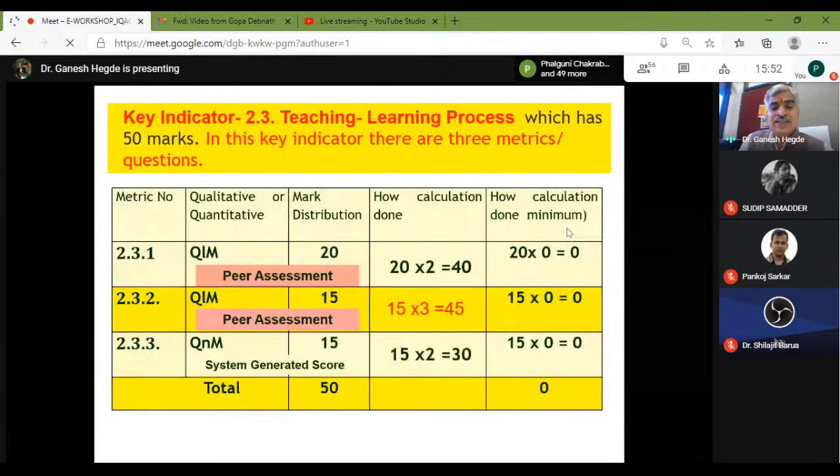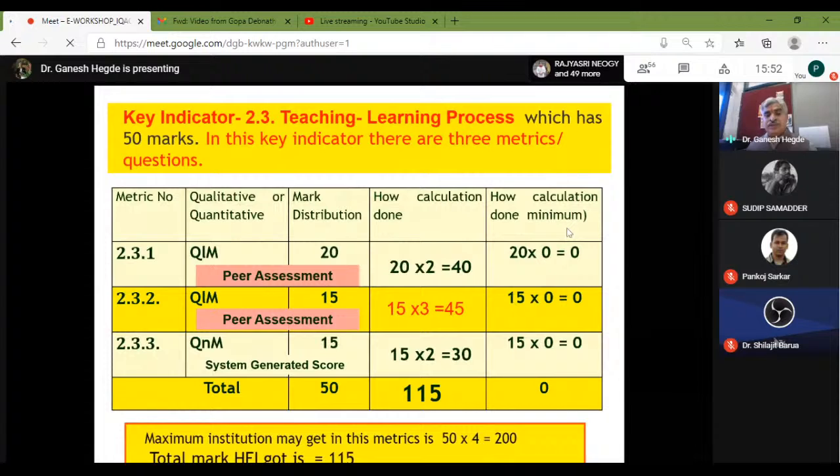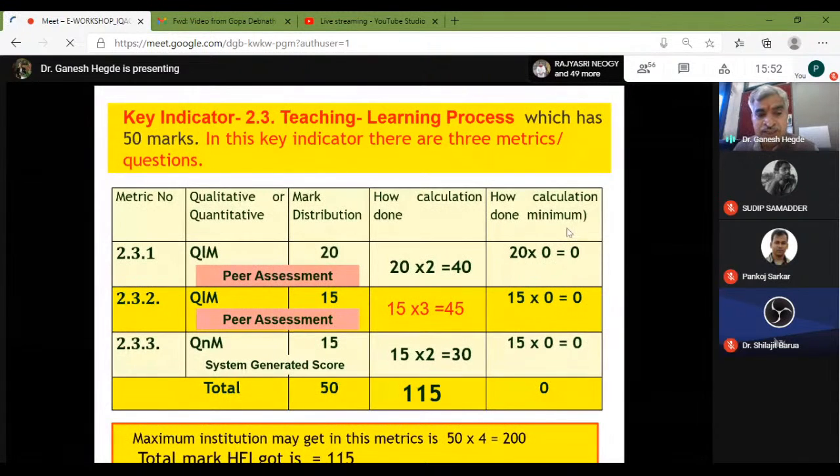Now, how exactly is the second criterion calculated? In the second criterion, one of the key indicators is the teaching learning process. 2.3.1, 2.3.2, these two metrics are peer assessment. What is peer assessment? Peer assessment is what happens when the peer team on-site visit is conducted. What is QnM? QnM is the system generated score. That means it is online, done through data validation and verification.